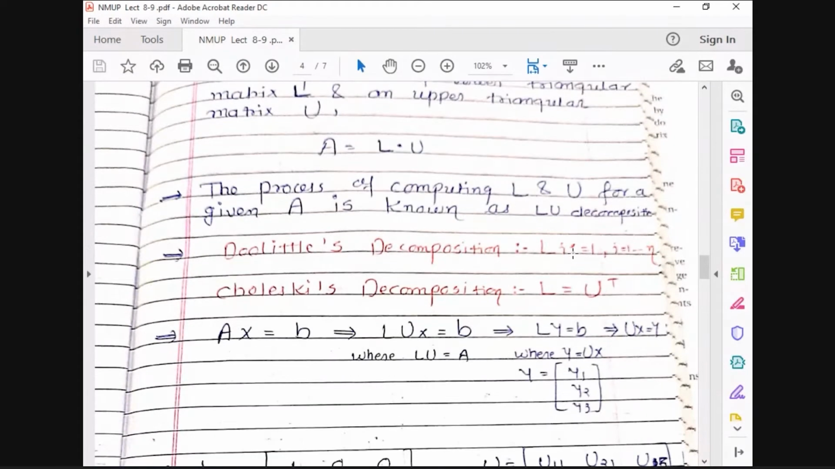Now for this LU decomposition, two methods are there. The first one is the Doolittle decomposition method, and the second one is the Cholesky decomposition method. Now what is the difference between these two? In Doolittle's decomposition method, we are directly using the lower triangular and upper triangular matrix multiplication. But in Cholesky's decomposition, we are taking the lower triangular matrix and the inverse of the lower triangular matrix.